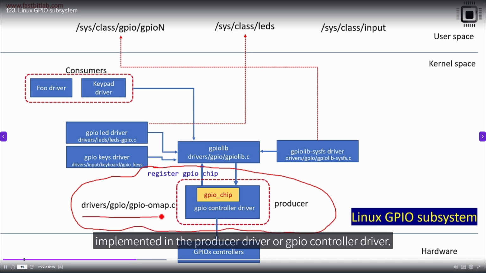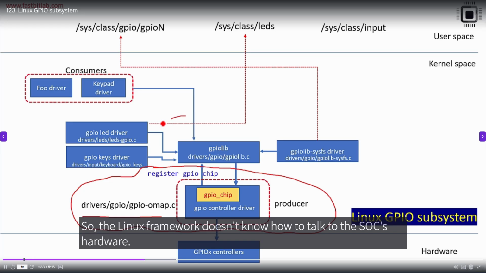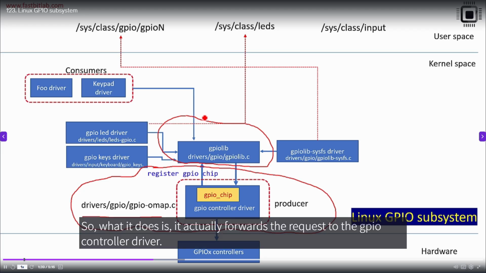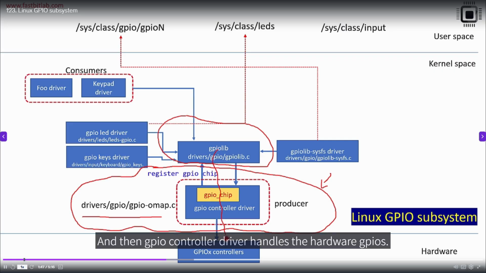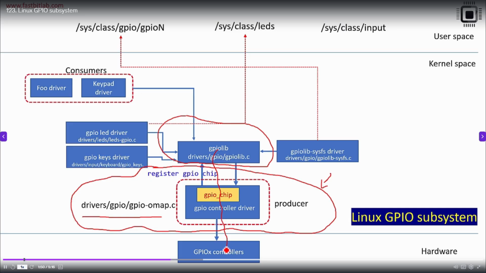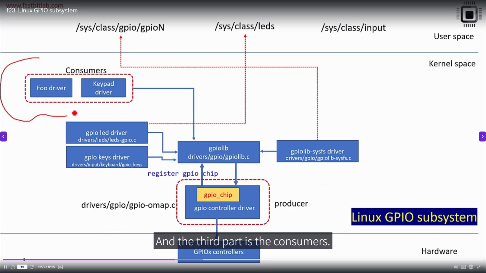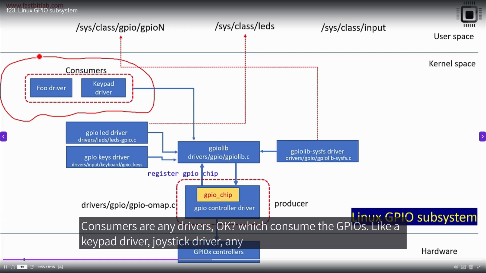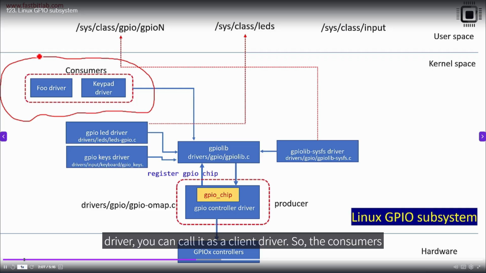Everything is implemented in the producer driver or GPIO controller driver. So the Linux framework doesn't know how to talk to the SoC's hardware. What it does is forward the request to the GPIO controller driver, and then the GPIO controller driver handles the hardware GPIOs. The third part is the consumers. Consumers are any drivers which consume the GPIOs, like a keypad driver, joystick driver, any driver. You can call it a client driver.